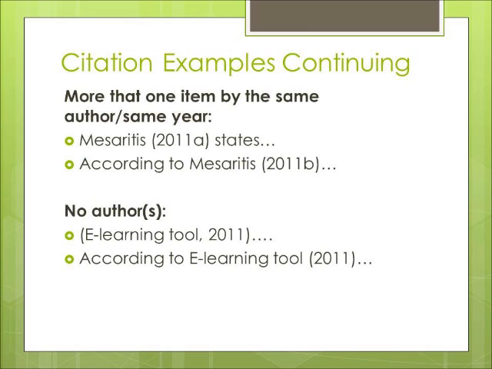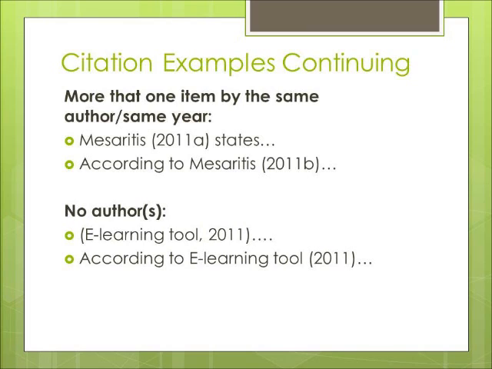However, if you have used items written by the same author and were published in the same year, you need to distinguish them by including a small letter at the end of the publication date. The two examples in this slide demonstrate how to perform this action. As you can see, both sources come from the same author, Messertis, and both sources have the same year of publication, 2011, but each work is distinguished by a letter after the publication year, 2011a, 2011b. The sequence of letters is determined according to which reference was used first.